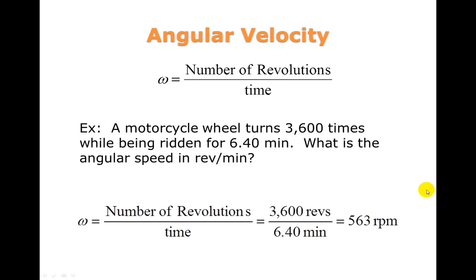All right, so let's look at this. A motorcycle wheel turns 3,600 times while being ridden for 6.40 minutes. What is the angular speed in revolutions per minute? This letter here is the Greek letter omega, just so you know. So we say number of revolutions, 3,600 revolutions divided by 6.40 minutes is 564 RPMs, which is revolutions per minute. Whenever you see RPM, that's what it stands for.